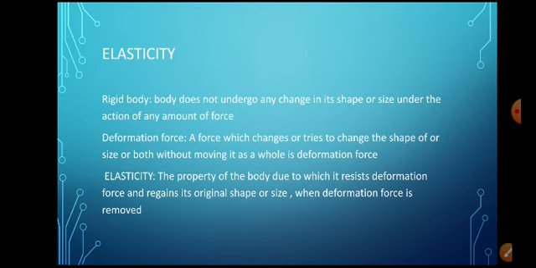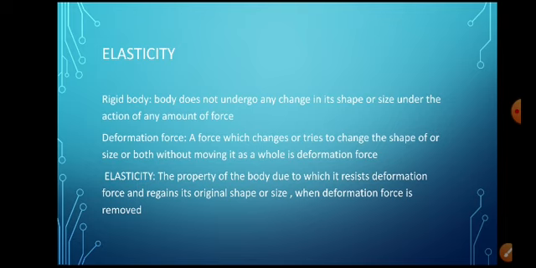See, this book is a solid material. I am applying some force from the upside, its shape changes. When you apply it from the sides, its shape also changes, size also changes, right? This body is not an exact rigid body.